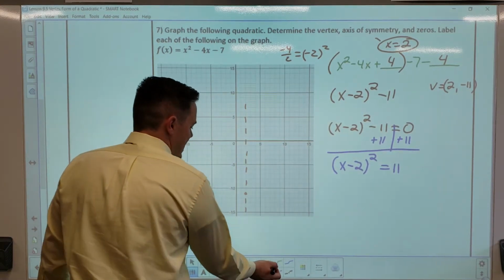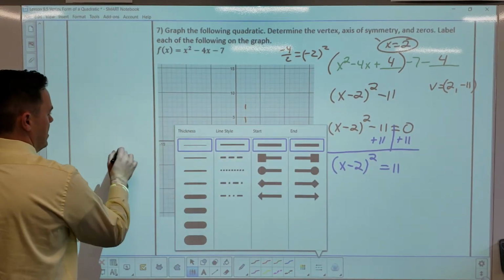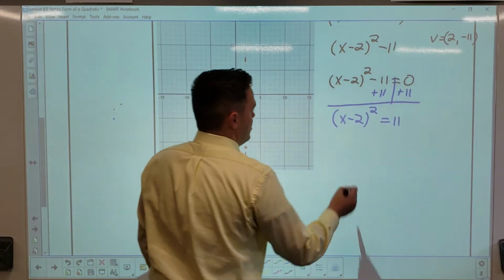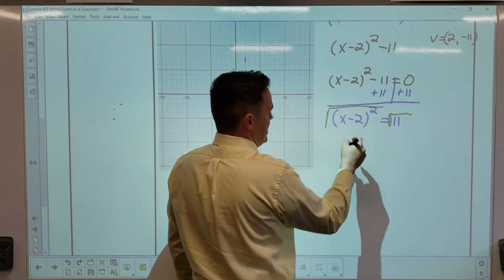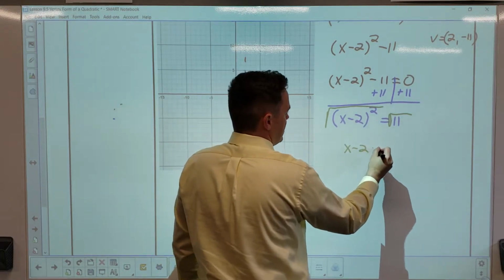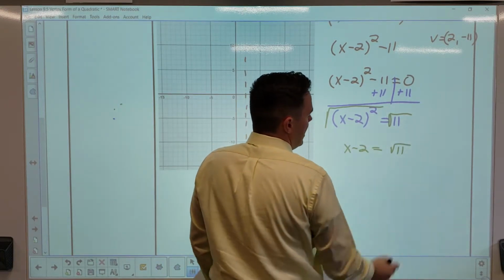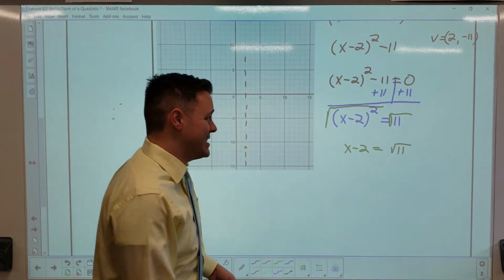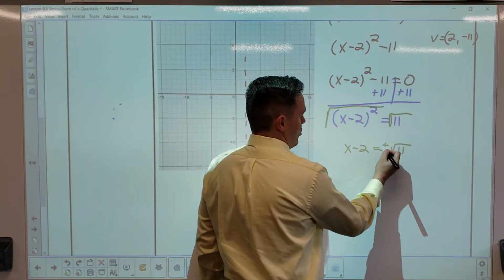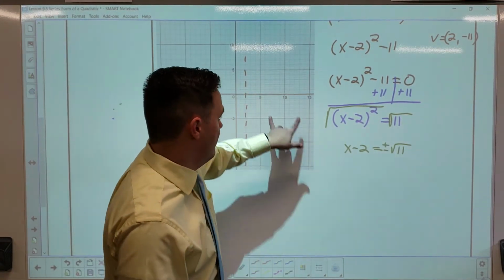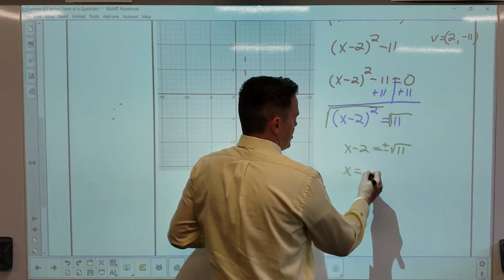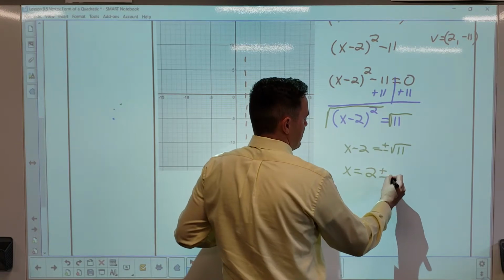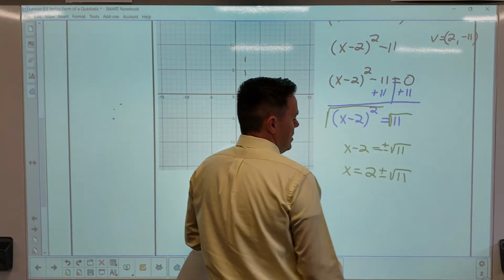Then what you want to do is take the square root of both sides. If you do the square root of this and square root of that, what happens to this? It goes away, so x minus 2 equals the square root of 11. And it's actually not just the square root, it's plus or minus, because we're usually looking for 2 points. Add 2 to both sides, so your answer would be 2 plus or minus the square root of 11.